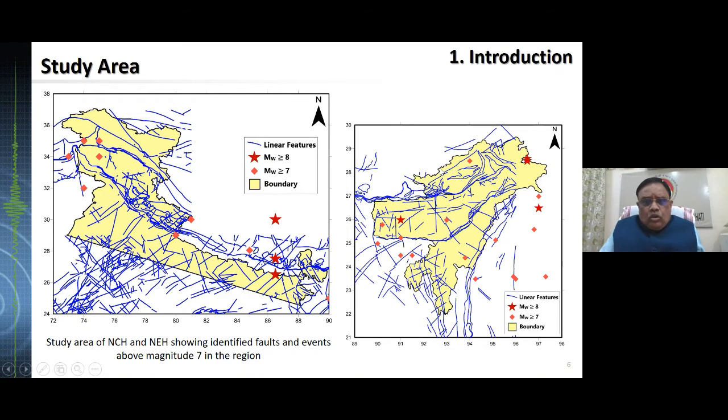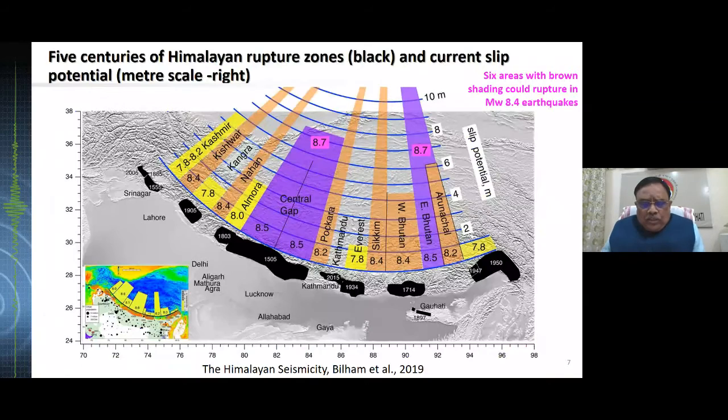Let me go into the next slide. What I have plotted here refers to Bilham's 2019 paper, Bilham et al. It shows the slip potential on the vertical axis along the region. This is the 5th century of the Himalayan rupture zone, that means close to about 500 years, current slip potential in meter scale. The picture itself is from Bilham et al. 2019, where you can clearly see slips in the range of almost 10 meters.